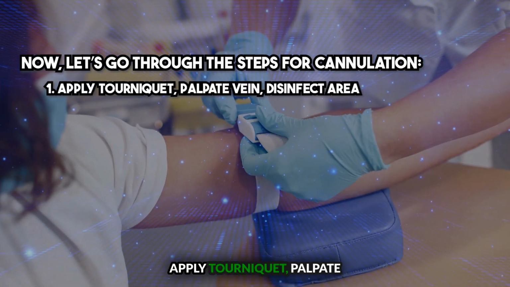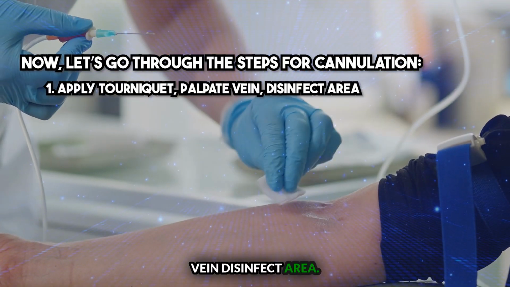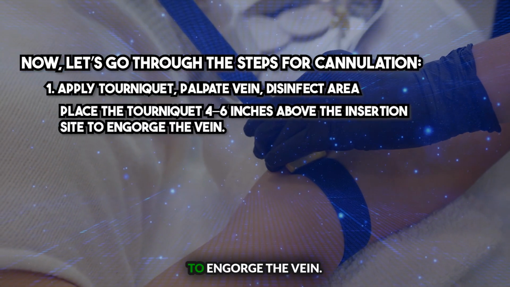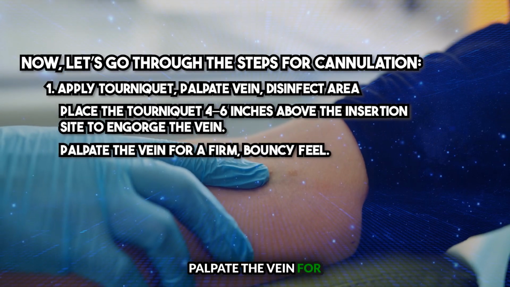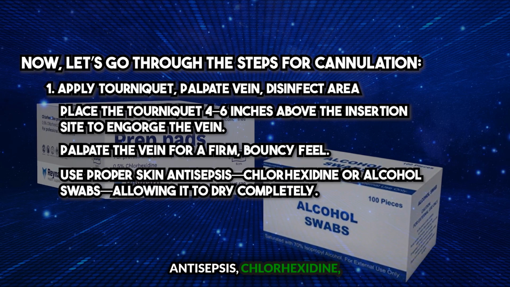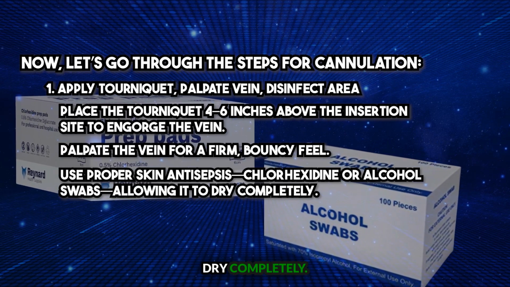1. Apply tourniquet, palpate vein, disinfect area. Place the tourniquet 4 to 6 inches above the insertion site to engorge the vein. Palpate the vein for a firm, bouncy feel. Use proper skin antisepsis, chlorhexidine or alcohol swabs, allowing it to dry completely.